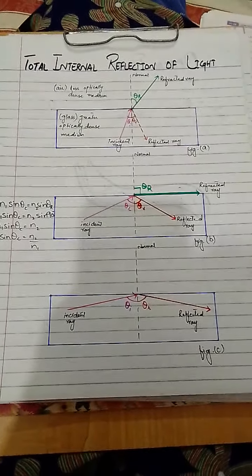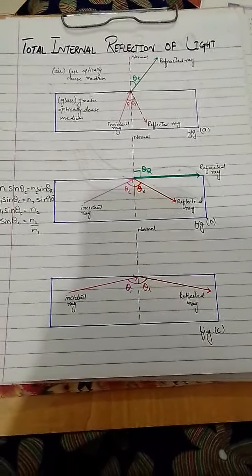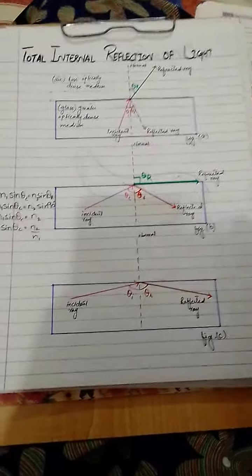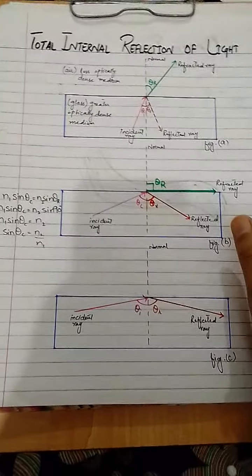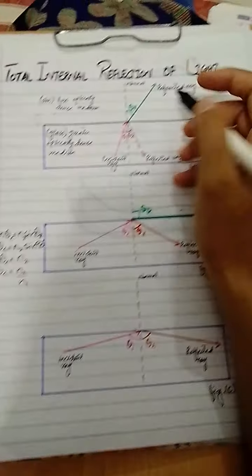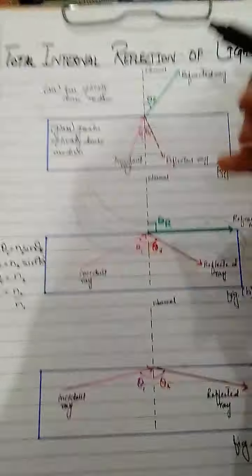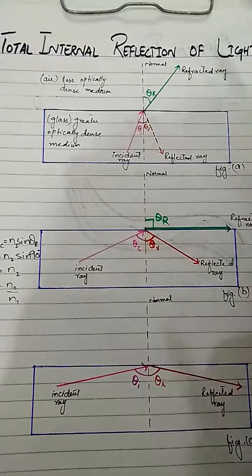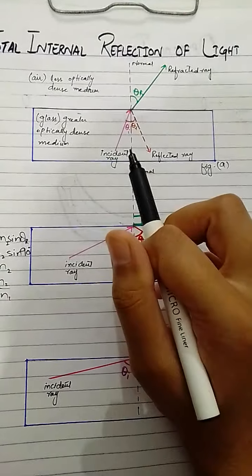Assalamualaikum students. Today our topic is total internal reflection of light. So previously we've studied about the refraction of light, how it occurs and what are the conditions for refraction of light. Today we're going to look into this equation, this figure first to understand the total internal reflection of light.